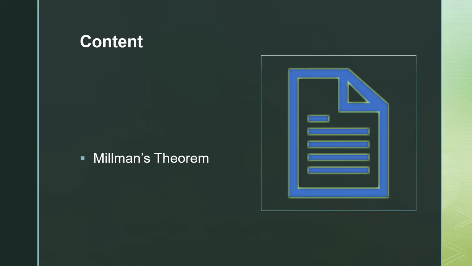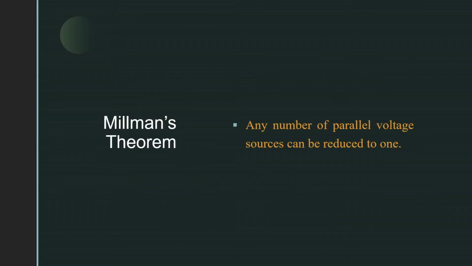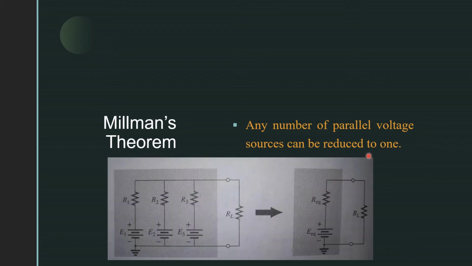Today we will discuss Millman theorem. Millman theorem states that if you have any number of parallel voltage sources, they can be reduced to one. For example, if we have three voltage sources of different values in parallel, you can replace them with a single voltage source and a single equivalent resistance. These resistors are basically the internal resistances of the voltage sources. So according to Millman, you can replace all these parallel voltage sources with one single voltage source.